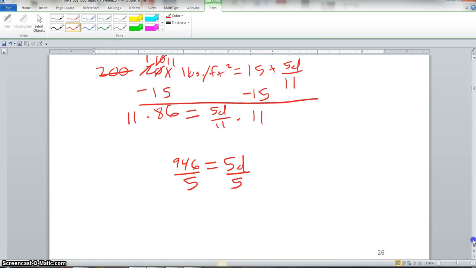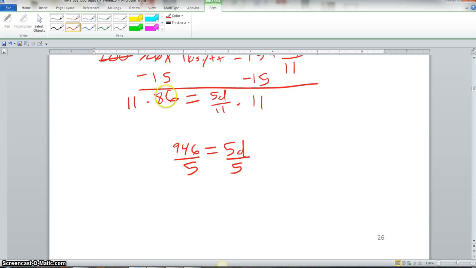Now, before I divide this by 5, let's go back here so I can prove to you how we get 946. You would take 86 times 11. 1 times 6 is 6, and 1 times 8 is 8. Bring down our 0. 1 times 6 is 6, and 1 times 8 is 8. So we would add 6 plus 0 is 6, 8 plus 6 is 14, carry a 1, and 1 plus 8 is 9. So that's how we get our 946 over 5.